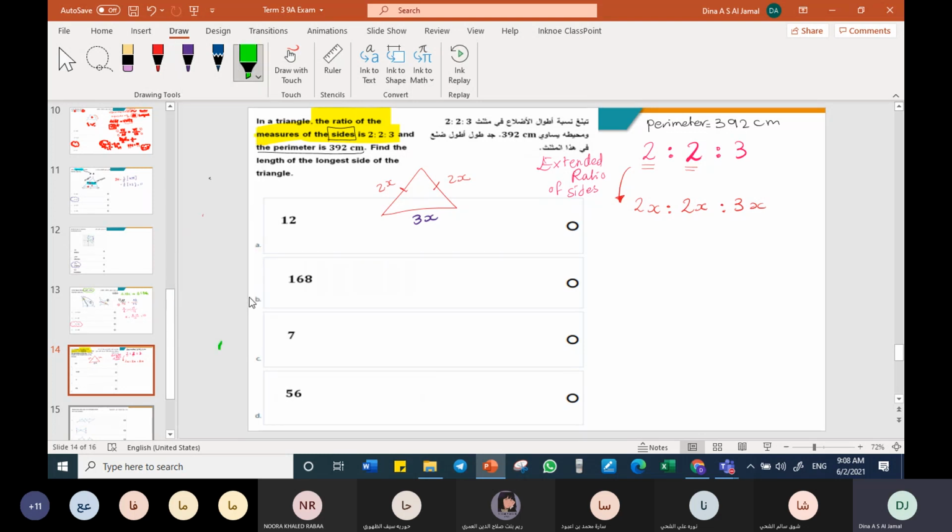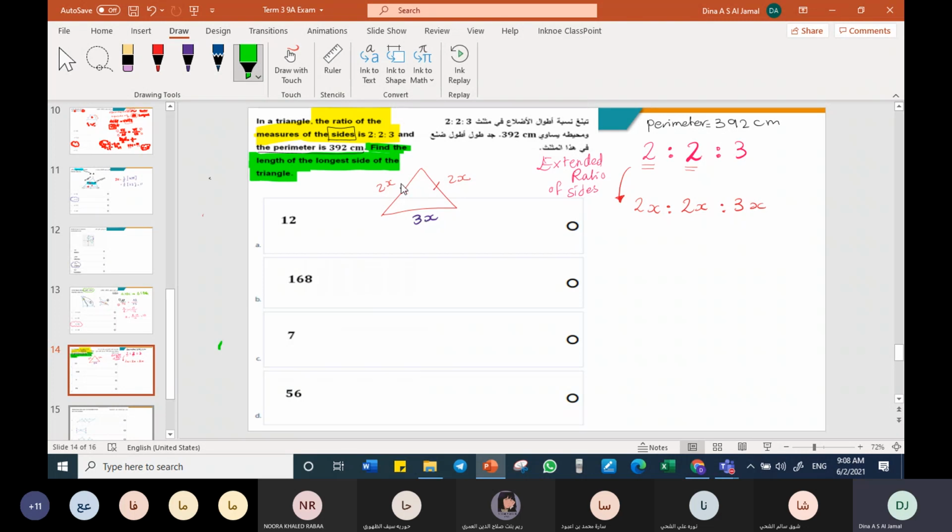Again, in the exams, read until the last part. The last number will be 12 and 7. Is that correct? Excellent. But you cannot decide directly. You need to solve. So let's have a look. Find the length of the longest side.